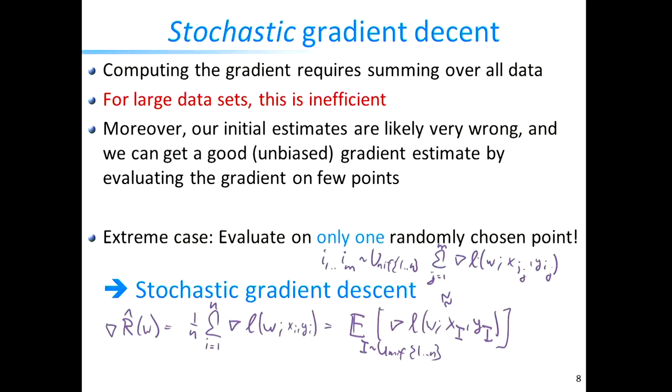And so by the law of large numbers, as M keeps growing, as we pick more and more points that we draw, this estimate is going to converge to the true gradient of the empirical risk that we might want to optimize. Okay? So that's basically the idea.